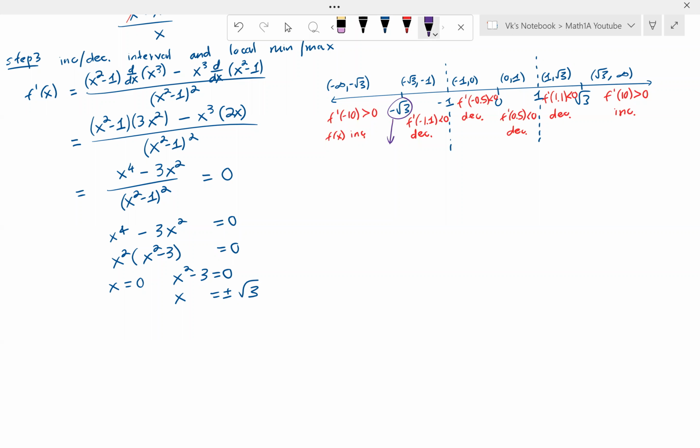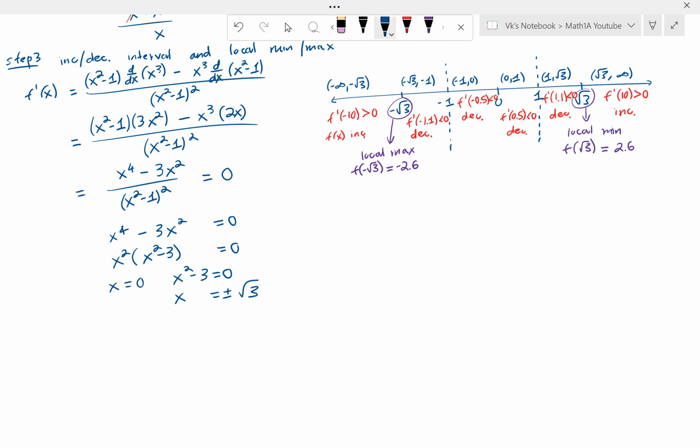From here, you see that the function goes from increasing to decreasing. So we have a local max at f of negative root 3, which, if you do the substitution, you get negative 2.6. And the function goes from decreasing to increasing. So right here, we'll have a local minimum, f of root 3, 2.6.